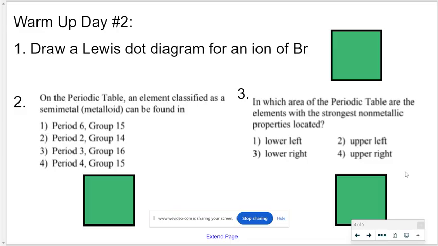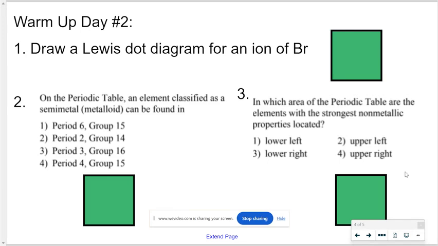For number 2, on the periodic table, an element is classified as a semi-metal or metalloid, can be found in which period and which group? So this is a multiple choice. And then for number 3, in which area of the periodic table are the elements with the strongest non-metallic properties located? So I'd like you to pause the video and then give everybody about 4 minutes to try to answer these questions and then replay.